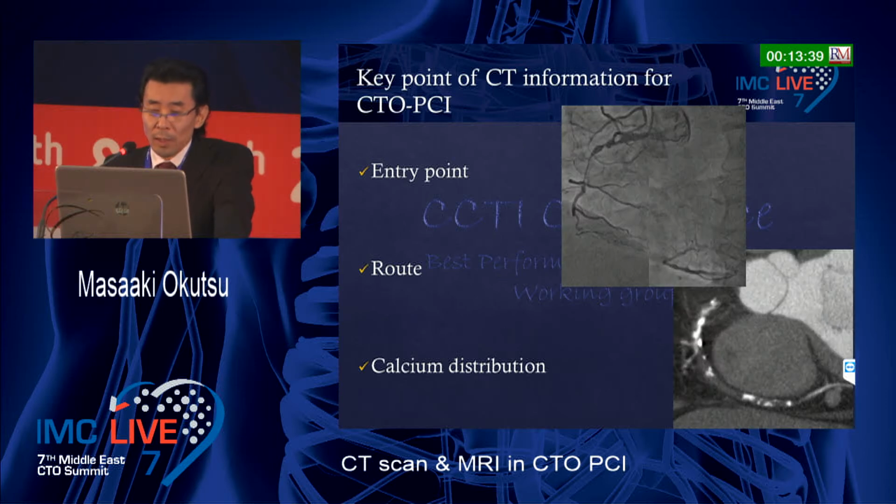What are the important points of the CT information for CTO PCI? We introduce these 3 points. The first point is the entry, and how the morphology, the shape, is very important to the intervention. This first case is also about the entry point. The morphology is very important in the beginning of the CTO PCI. The second is the route. As you know, the occluded segment is usually not found from the angiogram. The third one is calcium distribution. This information is very important.